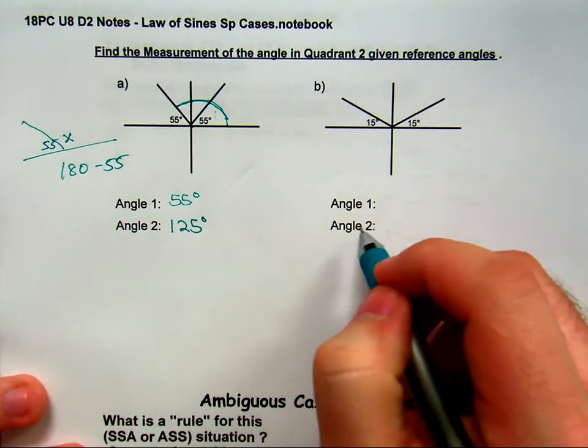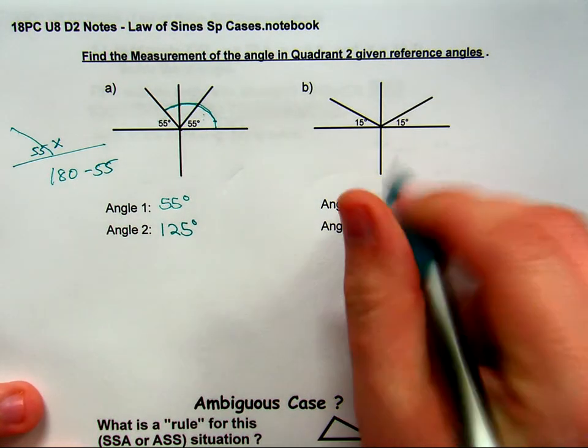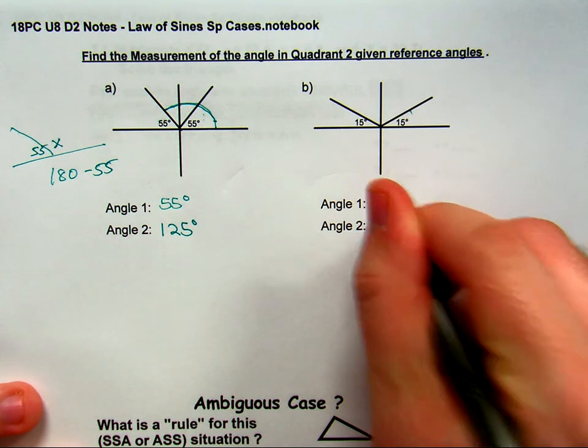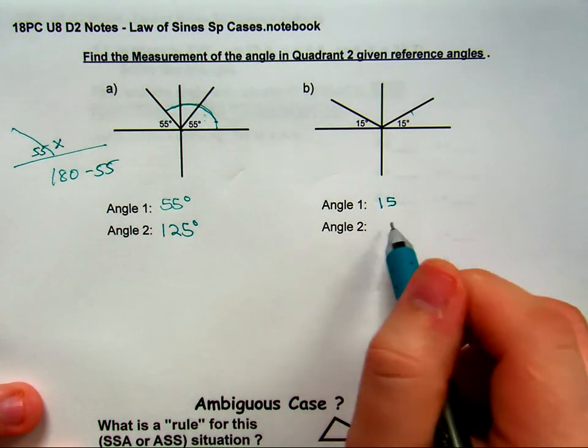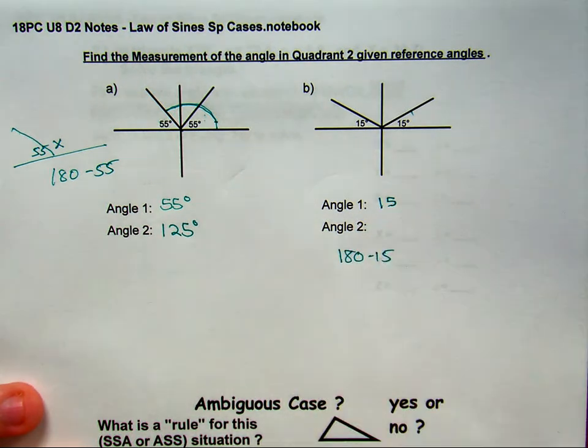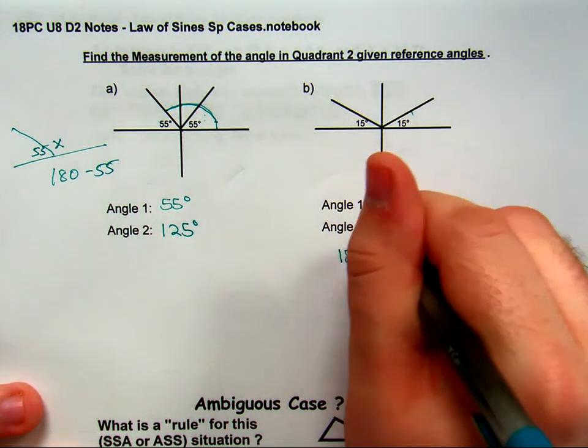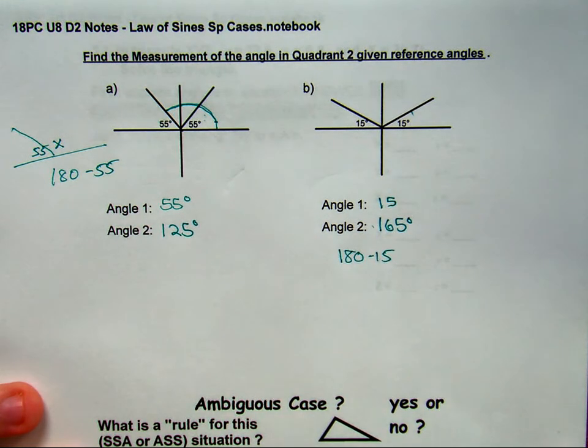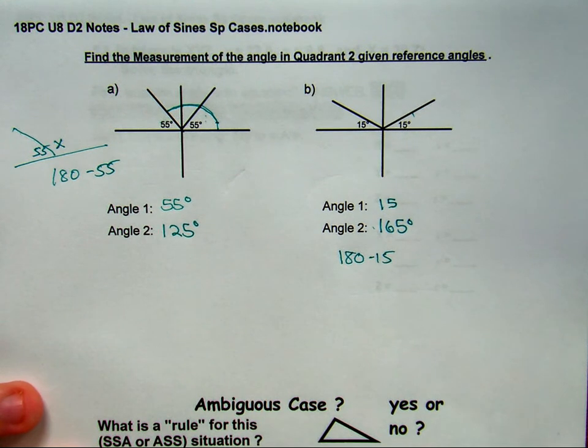In example B, we have an angle in quadrant 1 that's 15. The second angle is going to be the supplement of 15, so 180 minus 15. Just double check. The answer is 165. It is very easy to just say 155 or 175, miscarrying a 10 digit over. So we will be using this concept in our ambiguous case scenarios.